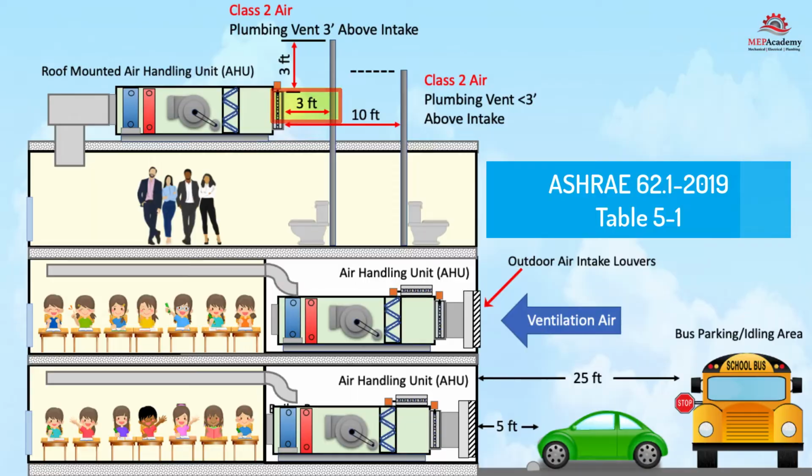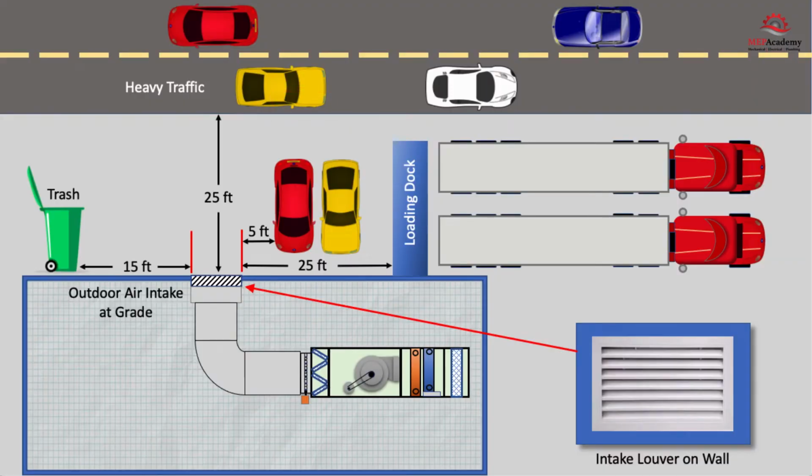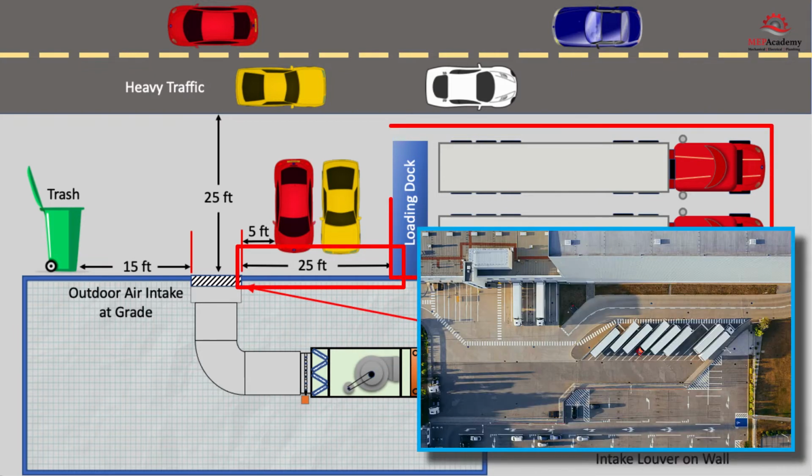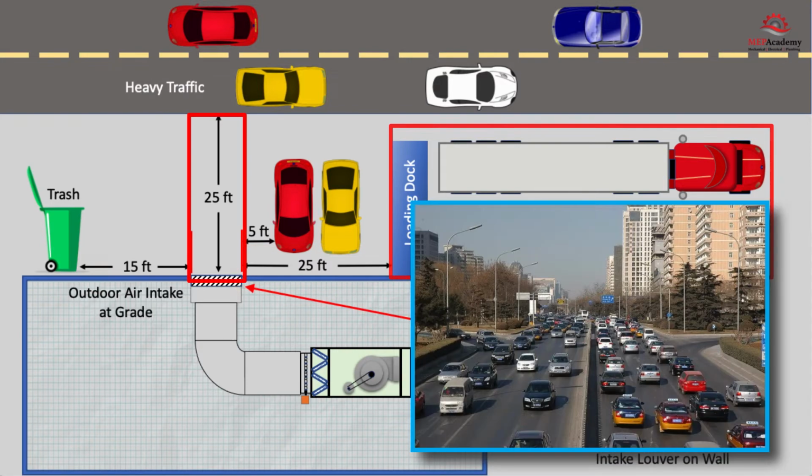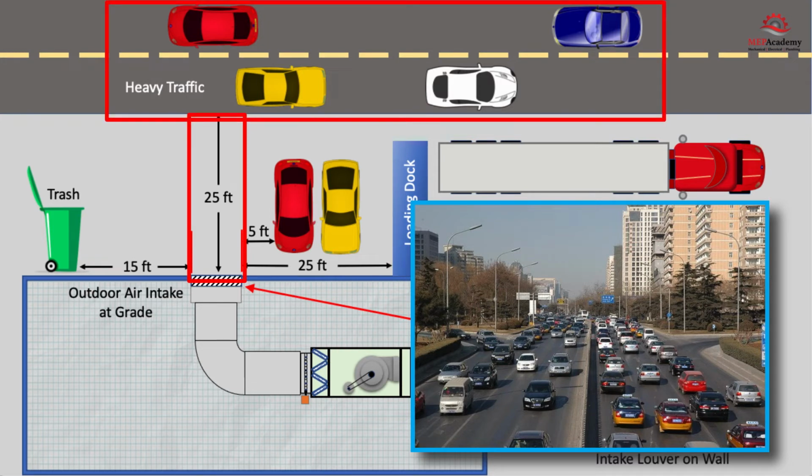Continuing with ASHRAE Table 5.1, we have the requirement to keep outdoor intakes a minimum of 25 feet, 7.5 meters away from truck loading docks. A minimum of 25 feet, 7.5 meters must be kept between any highway with high traffic volume and an intake.